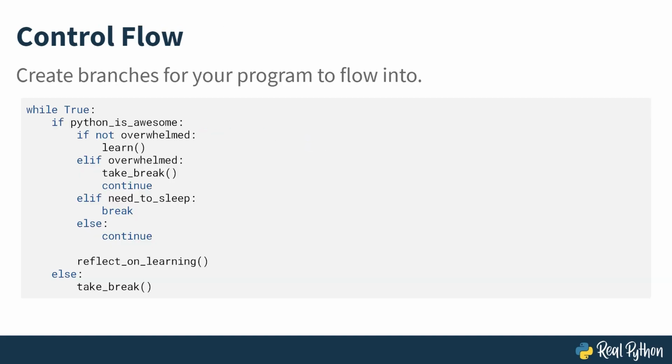Here's an example of what a more complicated execution tree might look like. It simulates the learning process for a Python student. While true is a loop that goes on forever. If Python is awesome, if not overwhelmed, then you learn. If you're overwhelmed, then take a break, continue. If you need to sleep, break, else continue, and then reflect on your learning. But if Python is not awesome, then you just take a break until Python is awesome again.